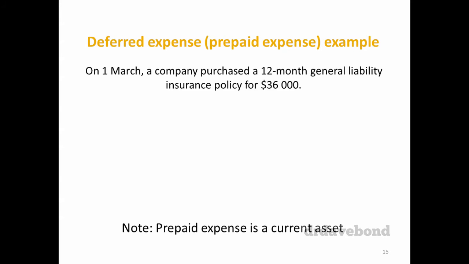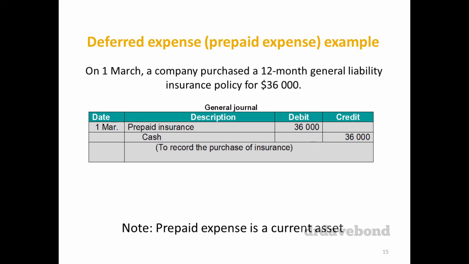So on the 1st of March, a company purchased a 12-month general liability insurance policy for $36,000. We debit prepaid insurance, and anything prepaid is an asset. Prepaid insurance, prepaid rent, prepaid registration. Prepaid insurance is an asset, so that's an asset of $36,000 and cash out of $36,000. So the original transaction has no net effect on the balance sheet. It's just assets up, assets down.